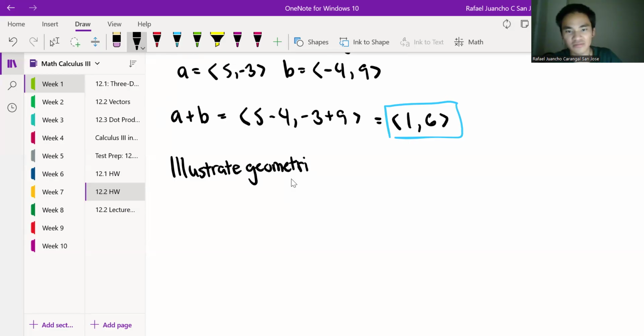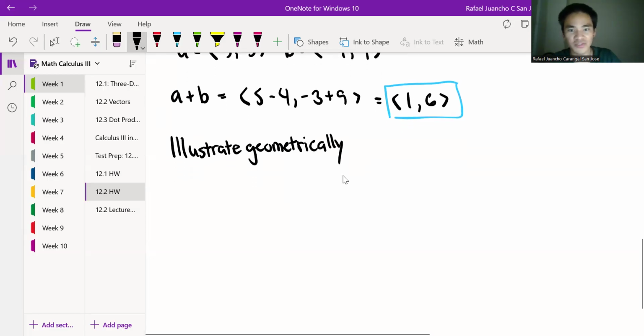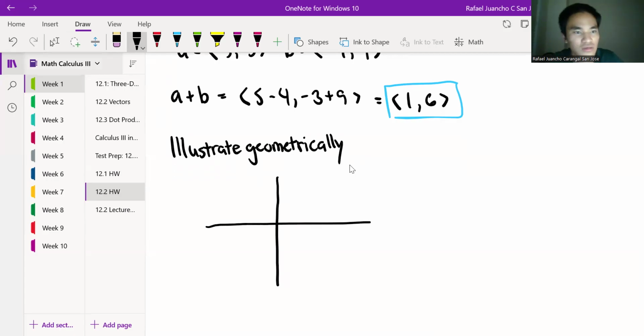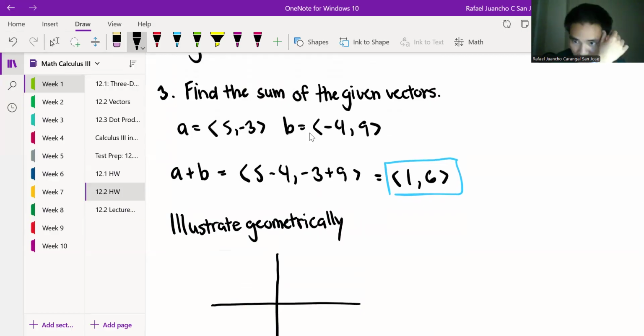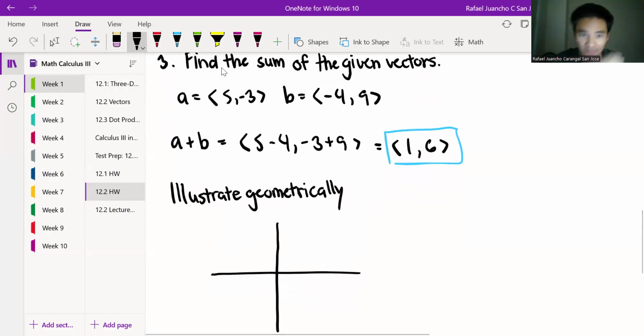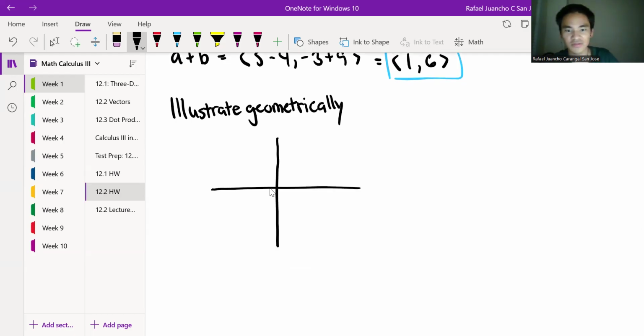So I'm going to make a Cartesian plane here, probably just an XY. Let's make it a bit down here. Okay, and we want to try doing A and B. So this is 5 and -3, right? So probably around here, 5 and -3.